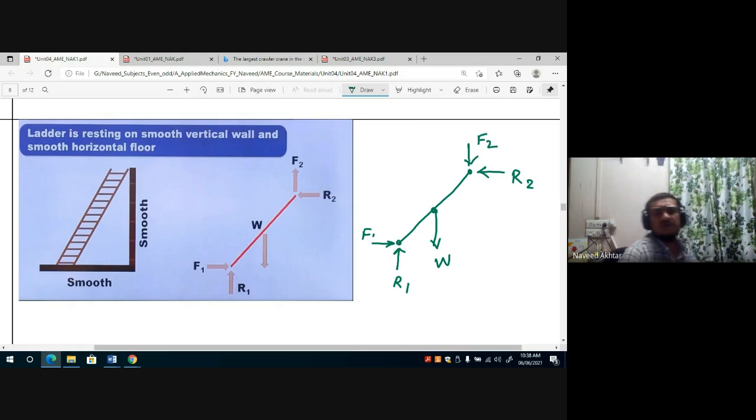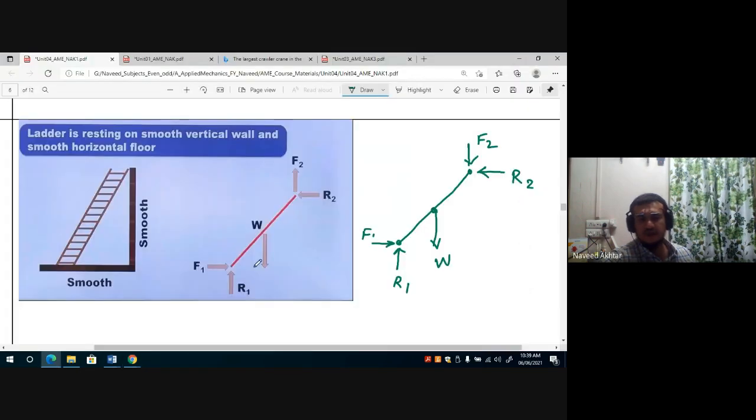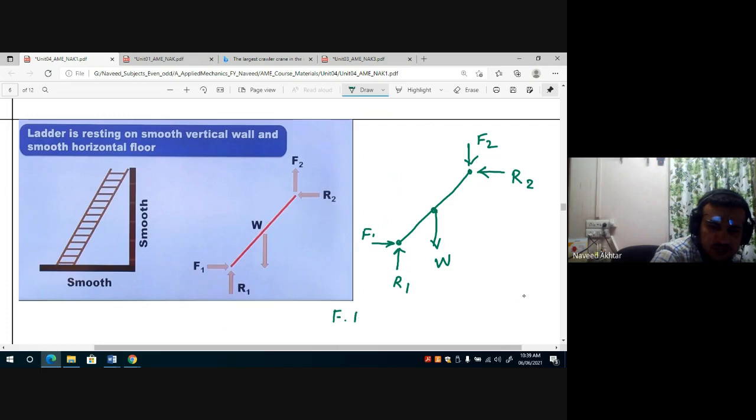That is nothing but the free body diagram of your ladder. Okay, so you can understand the difference: really, what is the free body diagram and what is the free body? Okay, all the students are there, I think so. This is called the free body diagram. That is the free body diagram, FBD.